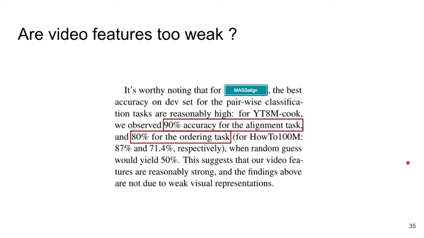One important question that one can ask is, are the video features just too weak? Maybe the video features didn't help much because they were too weak. So to answer this question, we look at the validation scores for the pre-training tasks. And actually, they are quite high. On YouTube 8 million, we observed 90% accuracy on the alignment task and 80% on the ordering task, and lower but still quite high numbers for HowTo100M, 87% and 71.4%, whereas random guess would yield 50%. So this suggests that our video features are reasonably strong and that the findings above are not due to weak visual representations.